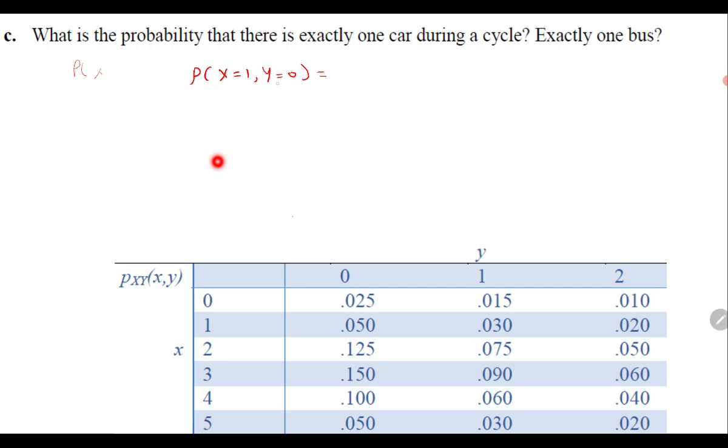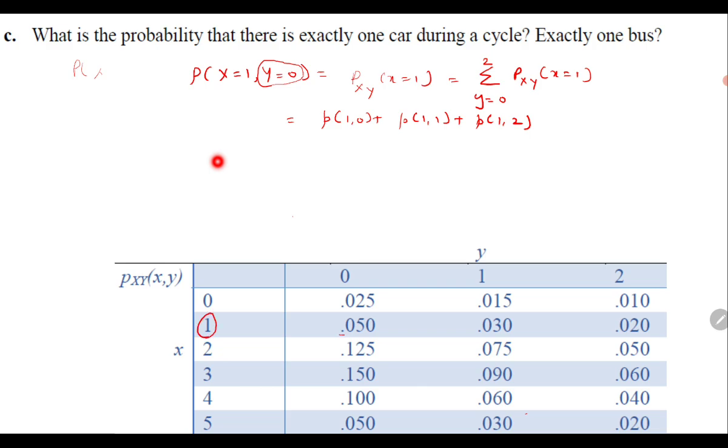In that case, actually you have to take the marginal distribution. So P of xy when x equal to 1 becomes the summation over y, with y moving from 0 to 2, of P of xy with x equal to 1. It means that this would be P10 plus P11 plus P12. So if you fix x equal to 1 here, then you have to find the sum of these three values. This gives you the probability of x equal to 1.